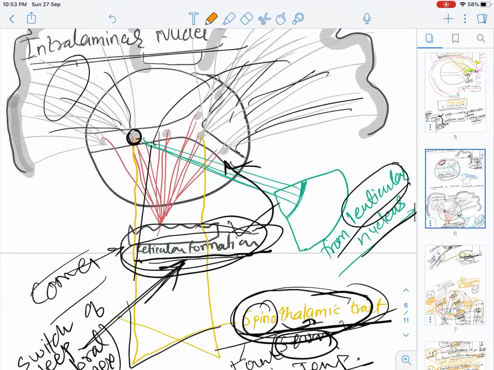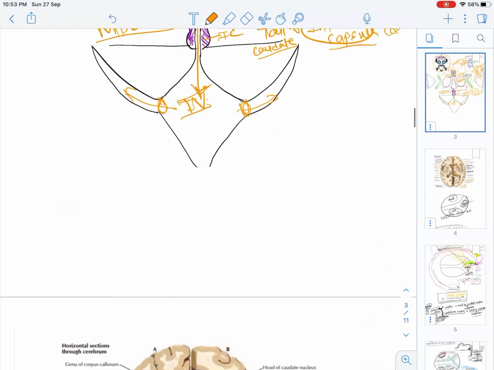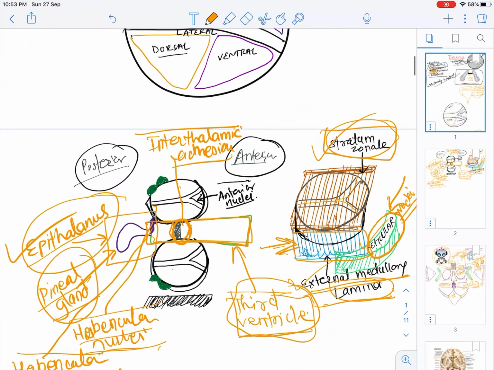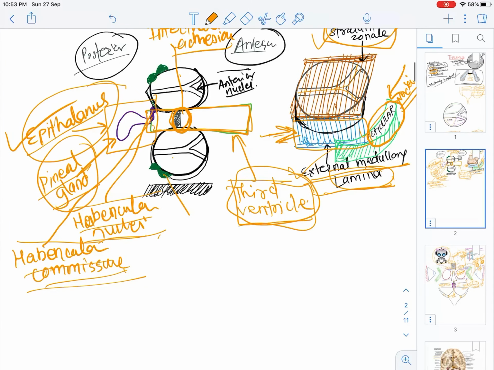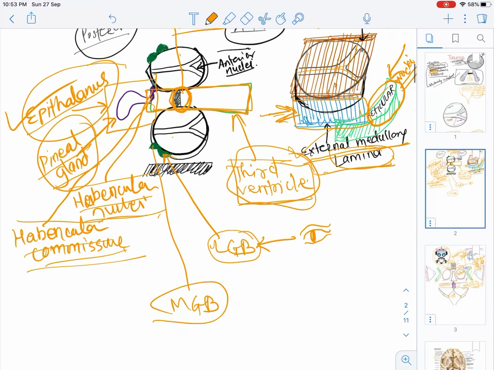Now two structures I have not told you that we will cover now are lateral geniculate body and medial geniculate body. In the above figure I have shown these two bodies. Now this is lateral geniculate body and this is medial geniculate body. Okay, so we know where the lateral geniculate body comes. If you have learned the visual pathway, then you know from optic tract the fiber goes to lateral geniculate body, so it is concerned with vision.